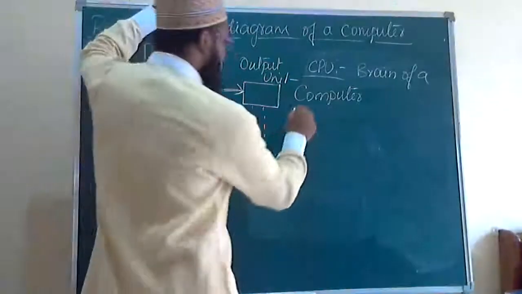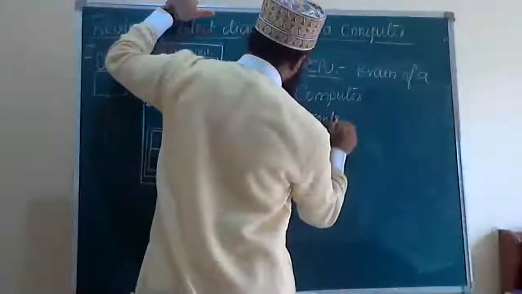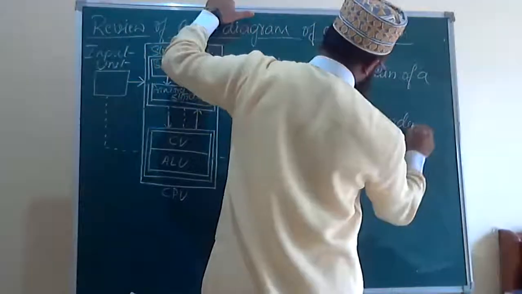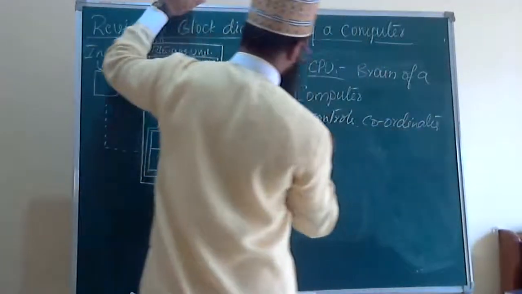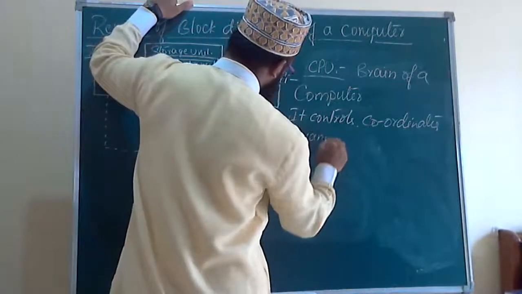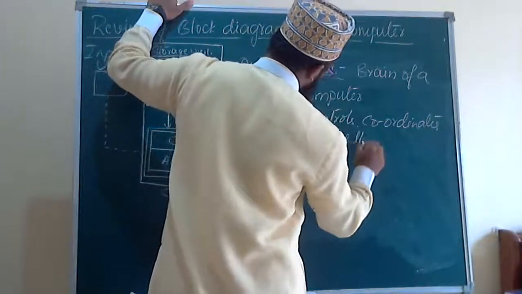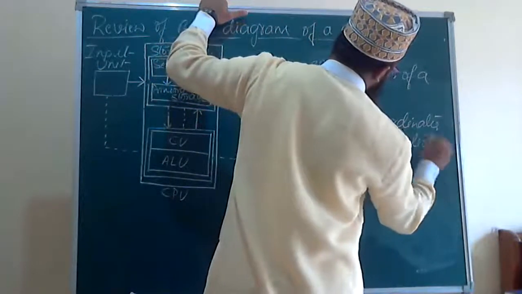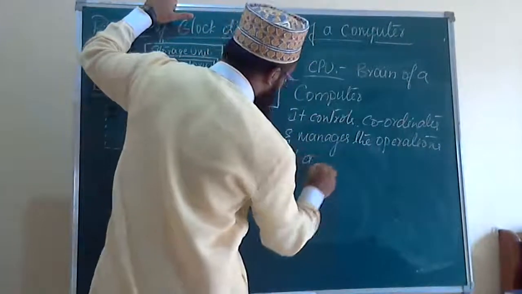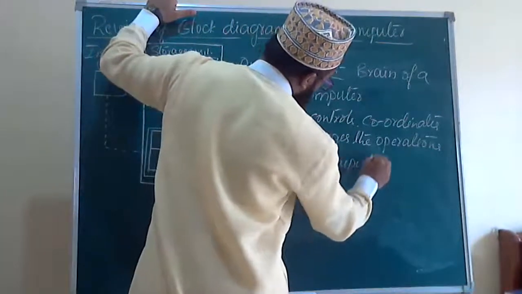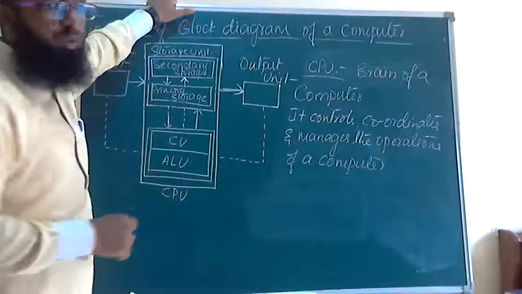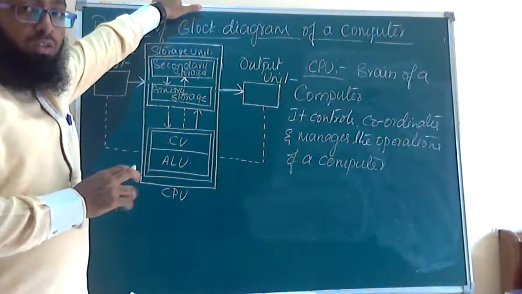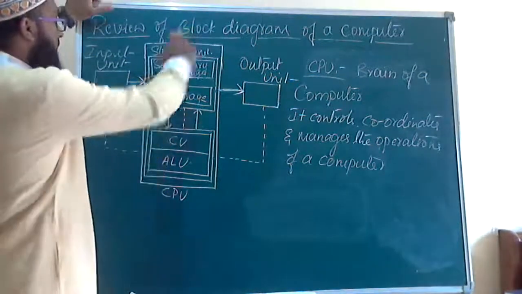The work of a CPU is that it controls, coordinates, and manages the operations of a computer. It can be called the brain of a computer, and it is the most important component of a computer. Understood? You may think that the complete box works as a CPU.